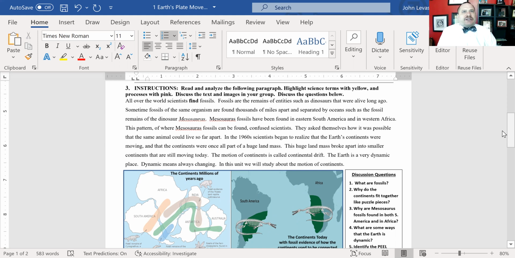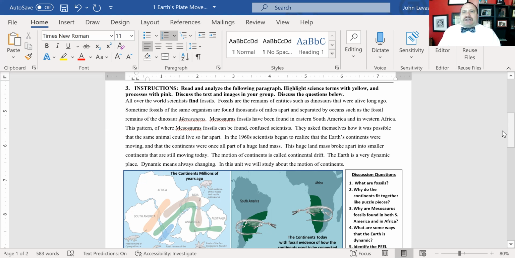All over the world, scientists find fossils. Fossils are the remains of entities such as dinosaurs that were alive long ago. Sometimes fossils of the same organism are found thousands of miles apart and separated by oceans, such as the fossil remains of the dinosaur Mesosaurus. Mesosaurus fossils have been found in eastern South America and in Western Africa. This pattern of where Mesosaurus fossils can be found confused scientists. They asked themselves how it was possible that the same animal could live so far apart.